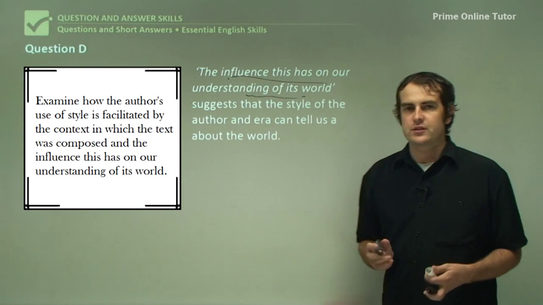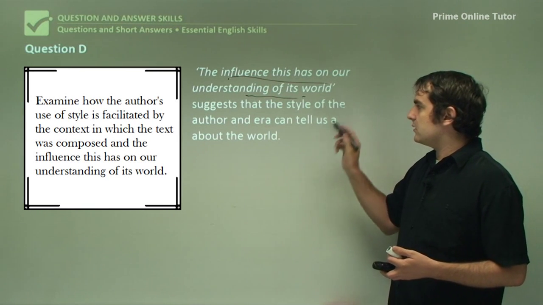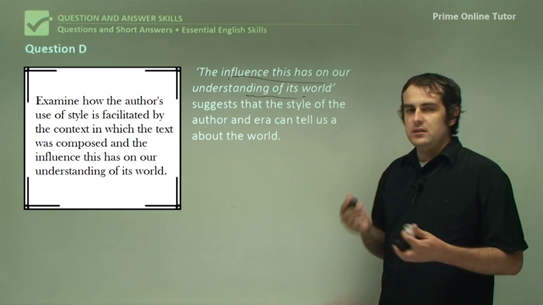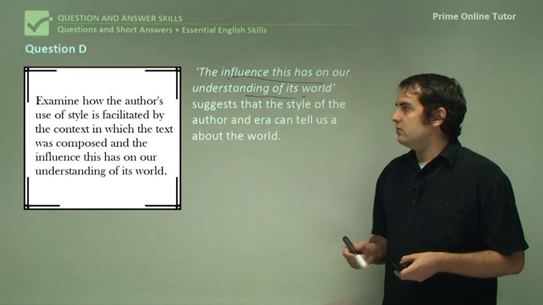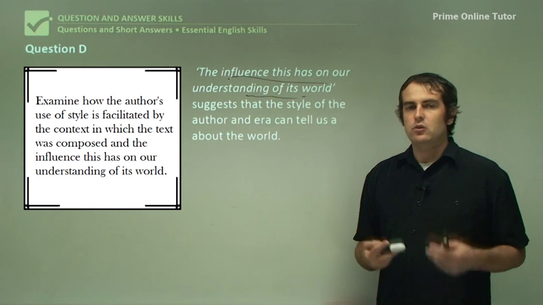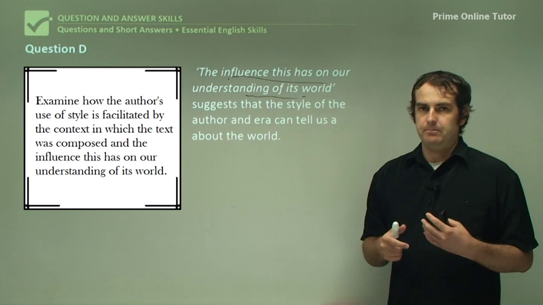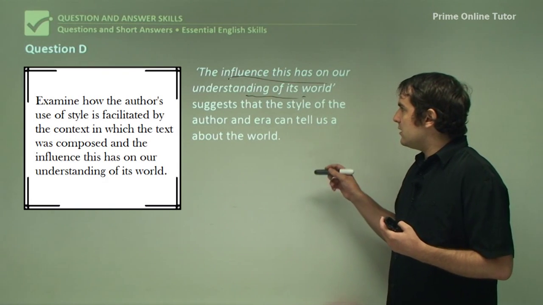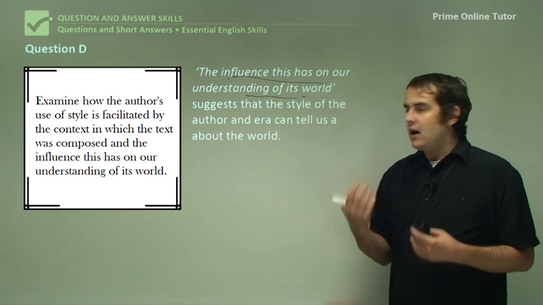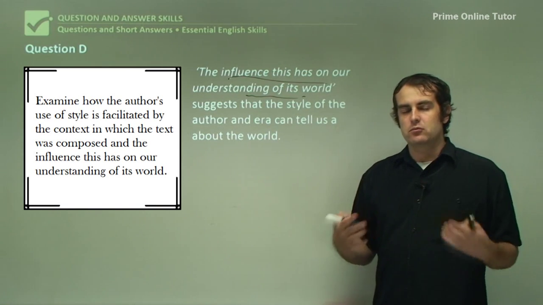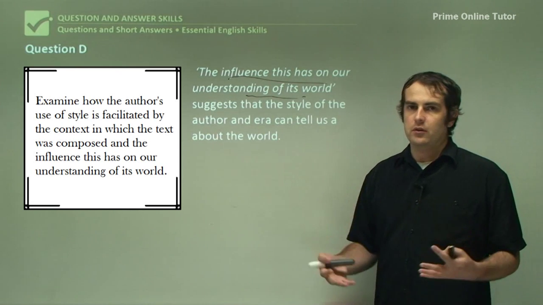Now, because this question is about context and about the time it was written, then basically you would say that this relates to a number of things. Now, because we're talking about its world in terms of the text, and not the world in which it was written. However, what we can say is basically how the time period and how the style of how people wrote at that particular time influences basically the world of the story.